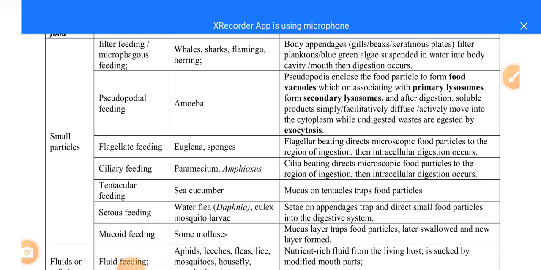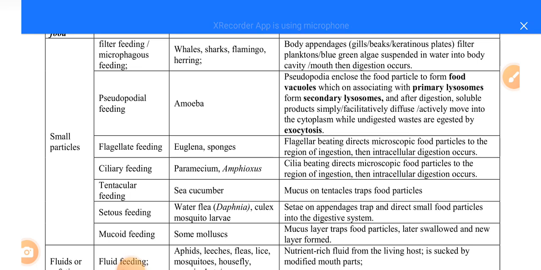We still have another mechanism, which is the flagellated feeding. When we talk about flagellated feeding, we have the euglena and the sponges. The flagella beating directs the microscopic food particles to the region of ingestion. Then intracellular digestion occurs. We have the cilia feeding. Here, in the paramecium, the cilia beating directs the microscopic food particles to the region of ingestion. Then intracellular digestion occurs.